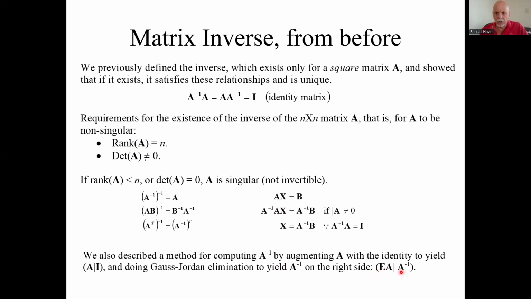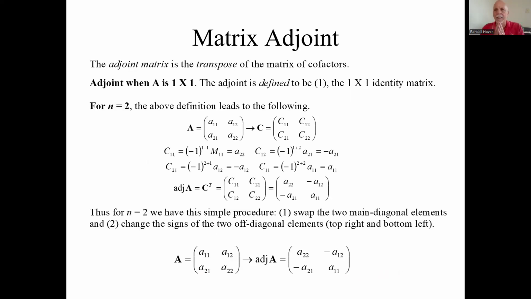And the method we had of calculating an inverse used Gaussian elimination. You augment the matrix with the identity matrix and do Gauss-Jordan elimination, and you'll end up with this EA. E captures all the row operations. If what you end up with on the left side is the identity, that means what's on the right side is the inverse. If you don't get an identity over here, then it doesn't have an inverse. So now let's get into another way to compute an inverse.